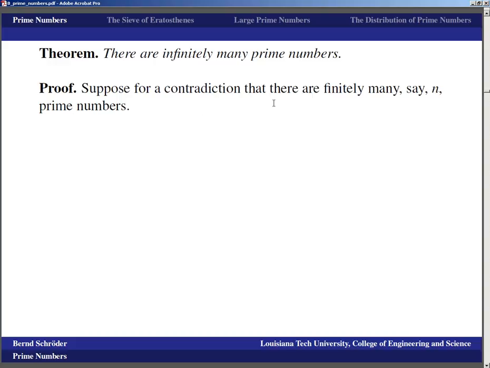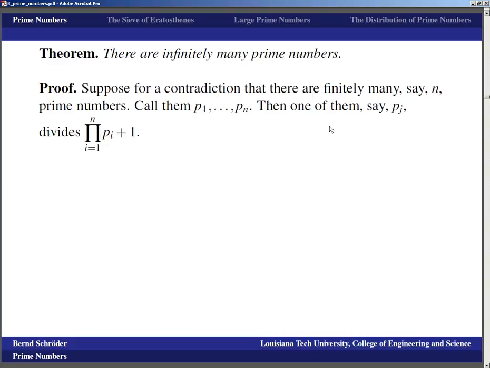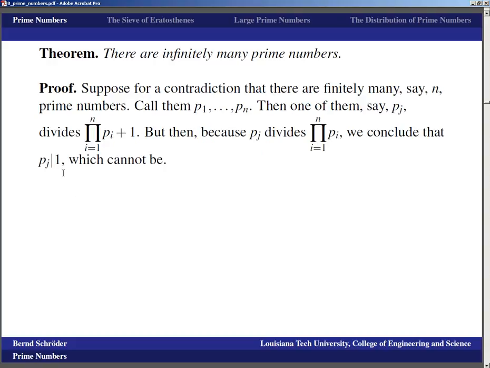So, well, suppose for a contradiction that there are finitely many, say, n prime numbers. Call them p1 through pn. And then one of them must divide the product of all these prime numbers plus 1. But if pj divides the product of all prime numbers plus 1, but then because pj also divides this product, since it's one of the factors, we would have to conclude that pj divides 1, and that cannot be.